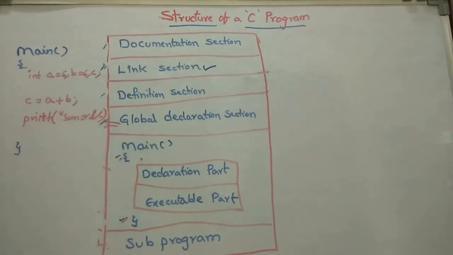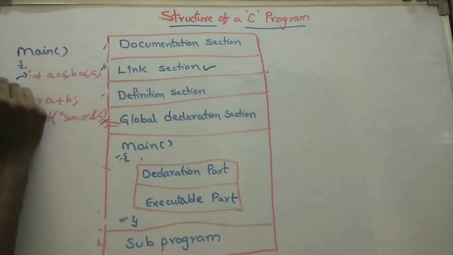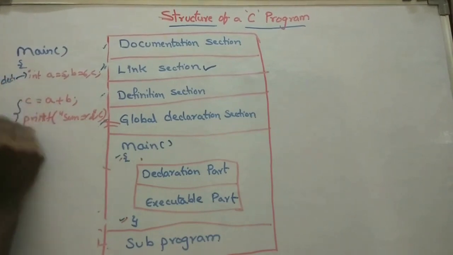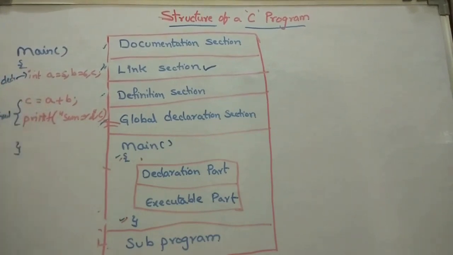Now this is called the declaration part. Now these two are called the executable part. Are you clear? What is meant by the main section? And the last one is the subprogram.